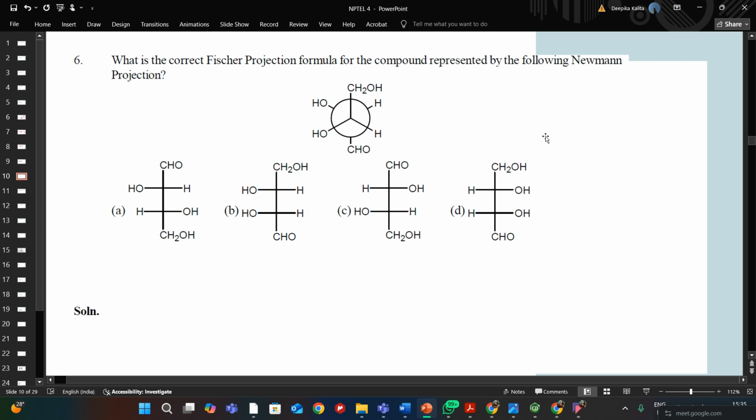Let us move to the next question. So we are given a Newman projection of a molecule here, and we are given 4 options. We have to identify which of these Sawhorse projections will correspond to the Newman projection given.